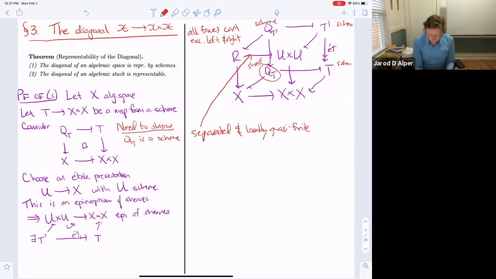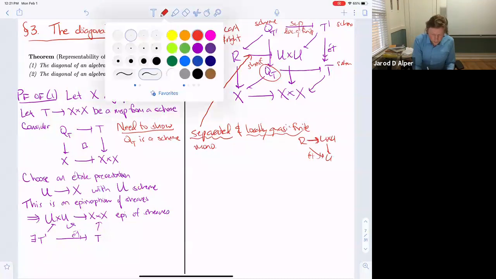Maybe you want to know, wait, why is that true? Well, on one hand, it's separated. It's even a mono. We know it's a monomorphism because we started with an equivalence relation. And to show that it's locally quasi-finite, that's true because R to U is étale, right? This map is étale, so that certainly has locally quasi-finite fibers, and that implies that this map does too. Okay, so that's good. And that property is stable under base change. So this is also separated and locally quasi-finite.